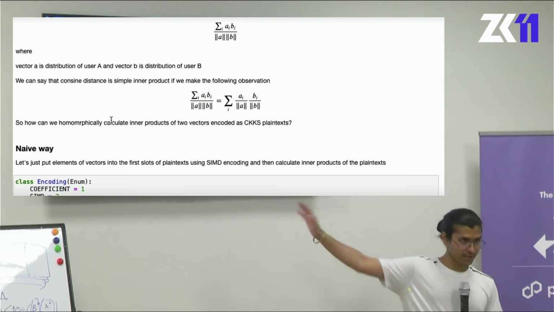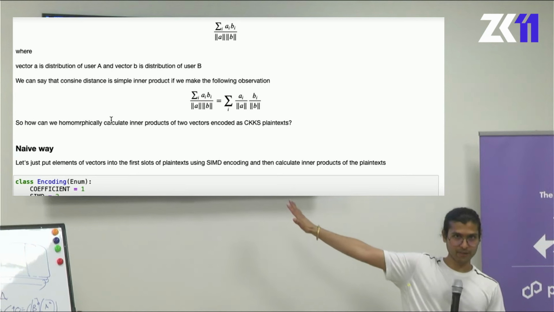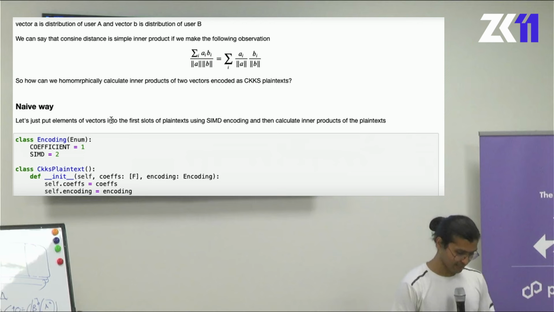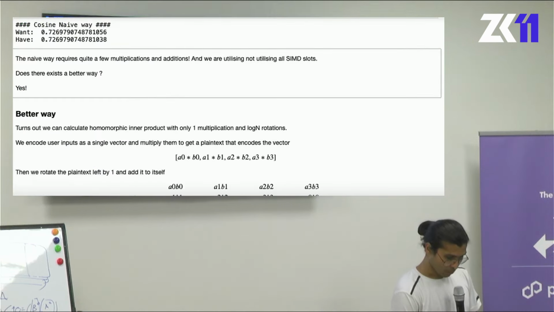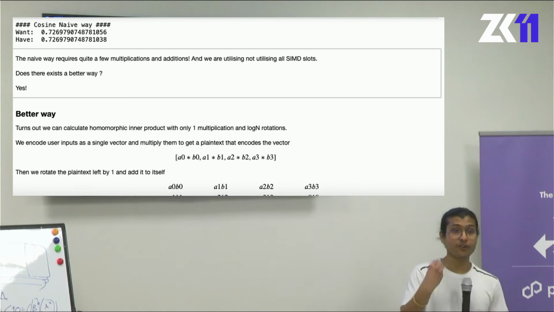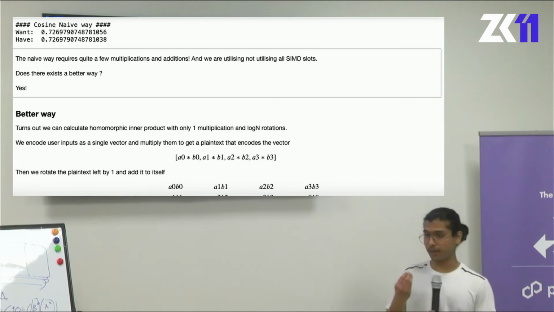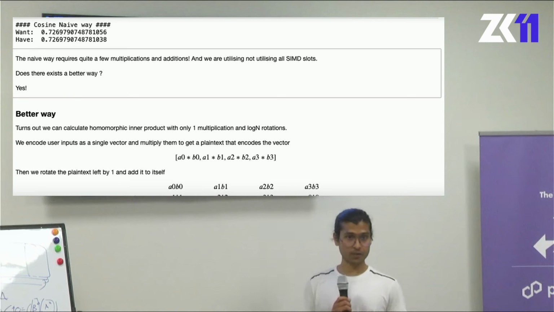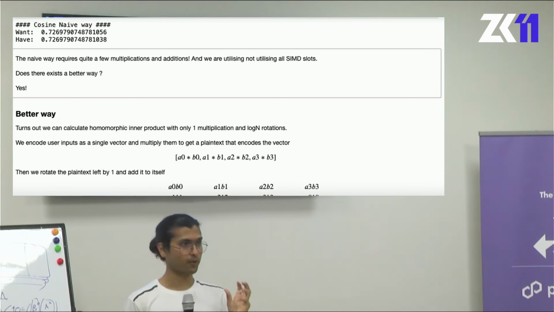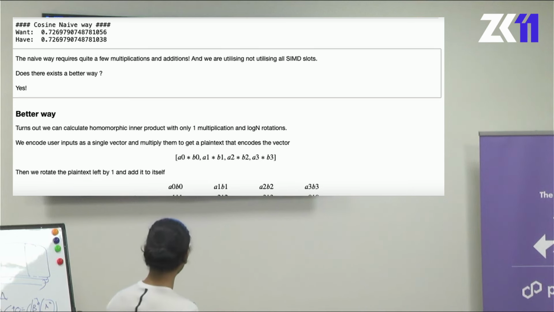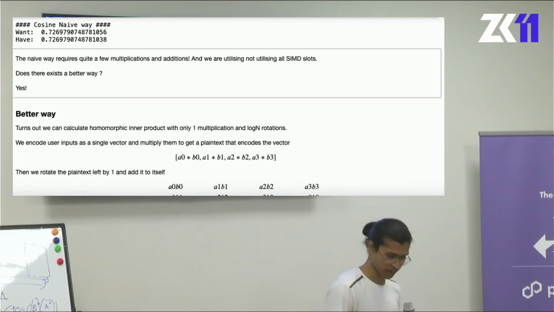So there's a naive way that exists, but I'll skip the naive way for today because I've given an explanation here and you can look at it afterwards. I would want to tell you a way in which you can leverage the plaintext of CKKS such that you can perform an inner product with a single multiplication and a bunch of rotations. Okay? And the way that works is this. Okay.